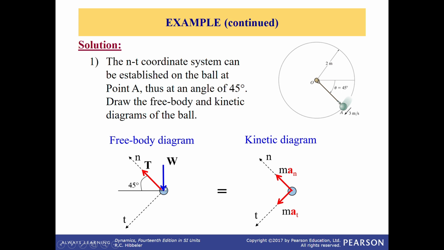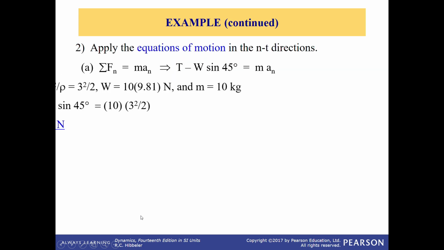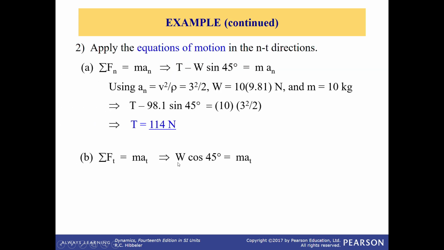If the only force acting on this line is the weight, I need to resolve it into W cos 45. We know that the weight is pointing downwards, so this one will be a positive value because it is moving in this direction. If I resolve W, it is in the downwards direction, so this will be positive. So I will have positive W cos 45 equal to m a_t.